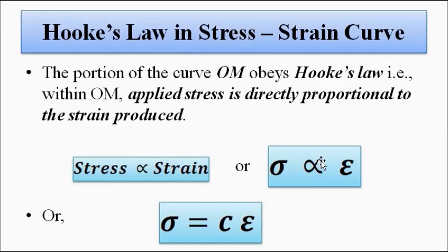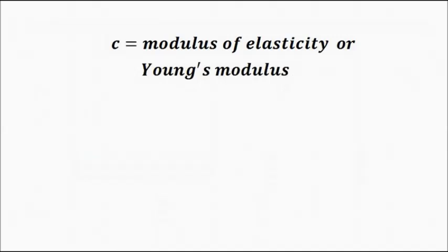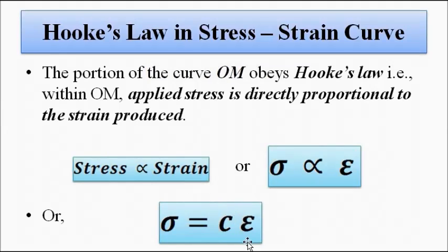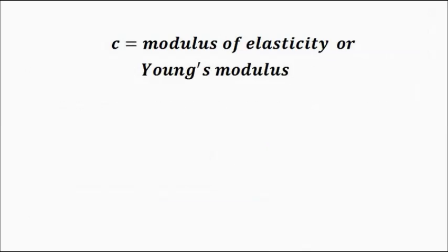That is, sigma is directly proportional to epsilon. Epsilon is the strain which is produced, or we can write sigma is equal to C epsilon. So here C is the proportionality constant, which is called the stiffness constant, modulus of elasticity, or Young's modulus.